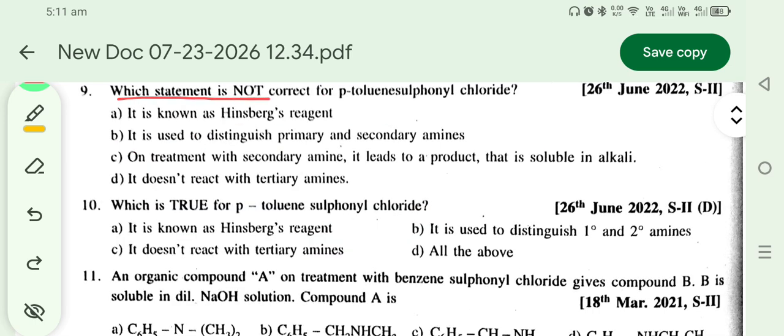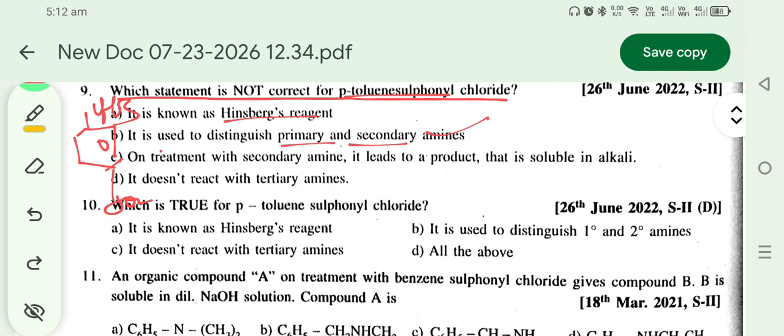Which statement is not correct for para-toluene sulfonyl chloride? Para-toluene sulfonyl chloride is the Hinsberg reagent, and it is used for the separation of amines. In that separation, primary and secondary amines are separated; tertiary amines do not react. Check the options. It is a Hinsberg reagent, a true statement. It is used for the separation of primary and secondary amines. It is also a true statement.